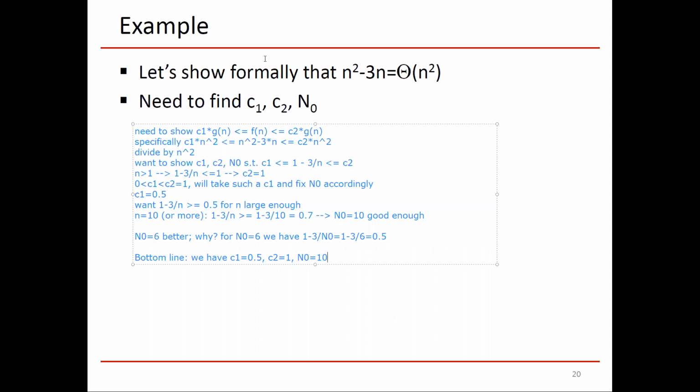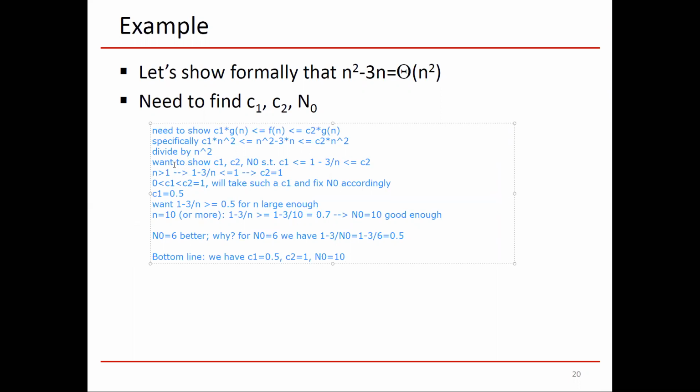And recall, I was saying that 10 is good enough for the first inequality between C1 times G of n and F of n. What about the second inequality between F of n and C2 G of n? So we said that that's always correct. All right, so when n is greater than 0, as I wrote here, it's always correct. And therefore, n0 equals 10 applies for both the first and the second inequalities.